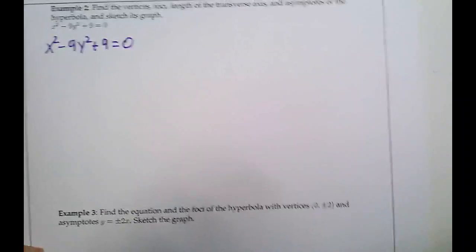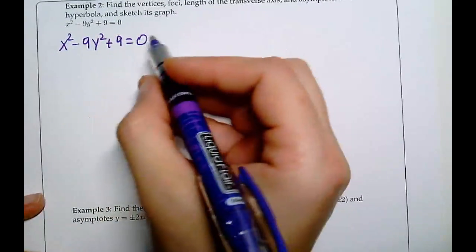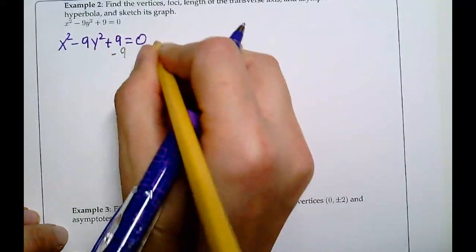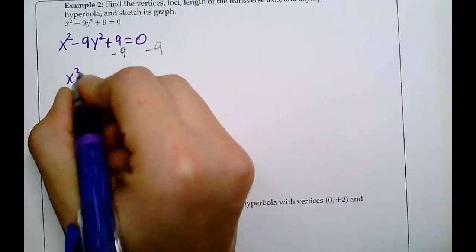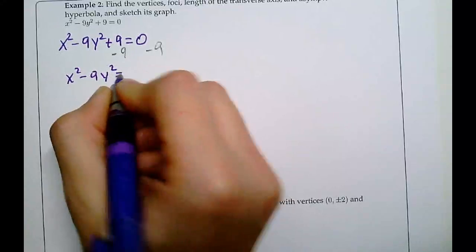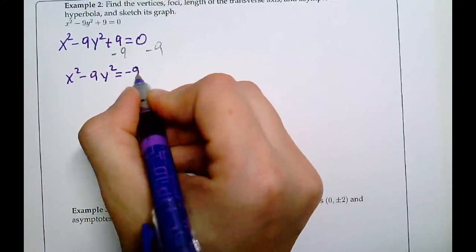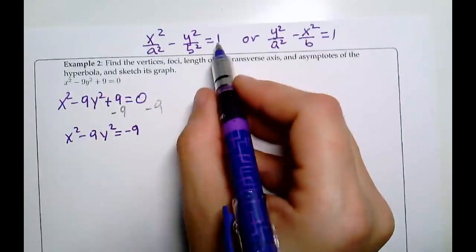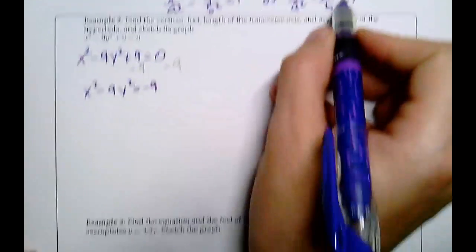Okay, first of all, it has to be equal to 1, not to 0. So we're going to subtract 9 from both sides first. So it's going to be x squared minus 9y squared equals -9. But I need it to be equal to 1. Either in this form or in that form, it has to be equal to 1.